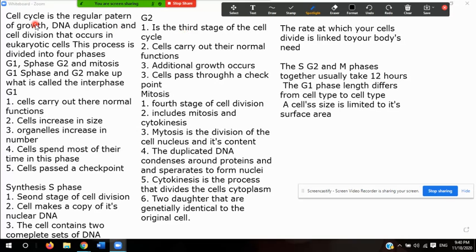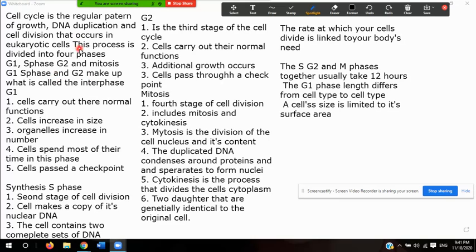So the first thing we want to say is that the cell cycle is the regular pattern of growth, DNA duplication, and cell divisions that occurs in eukaryotic cells. So cell division, or the cell cycle, which is what we're going to talk about, occurs in eukaryotic cells. It's not that prokaryotic cells don't divide, it's just that the cell cycle, the way that we're going to see it, mainly occurs in eukaryotic cells. And this is not only where the cell grows, but also where the DNA is duplicated.